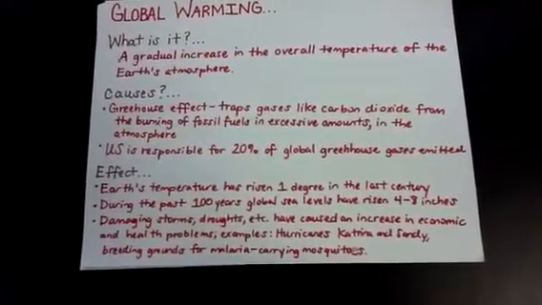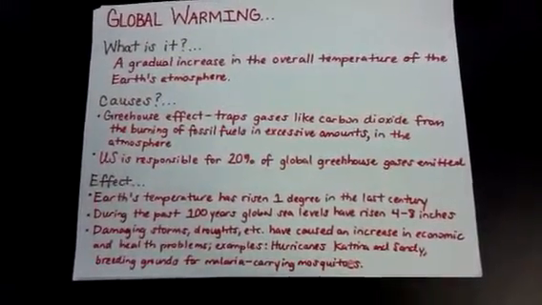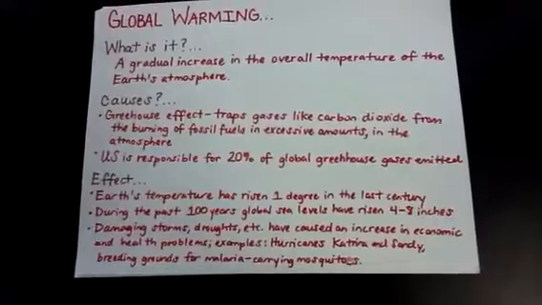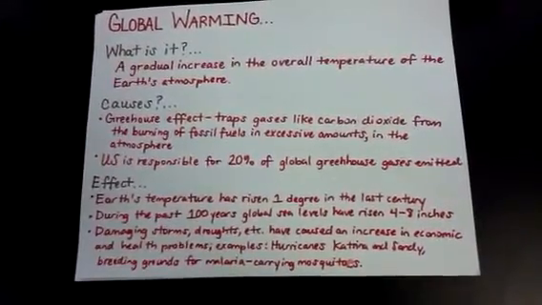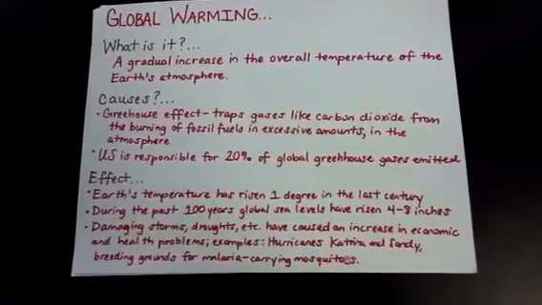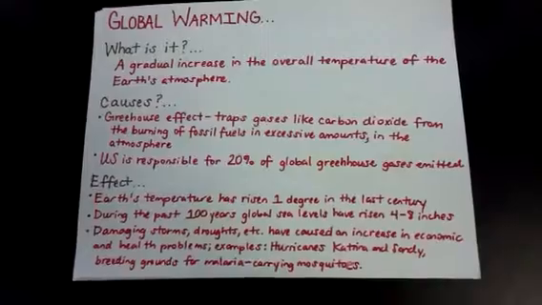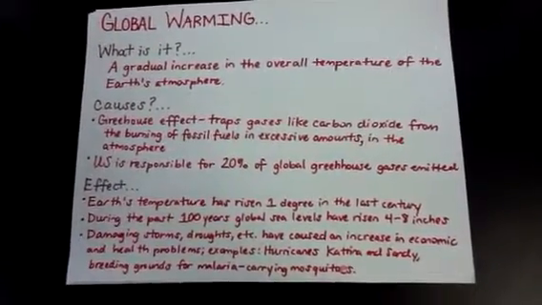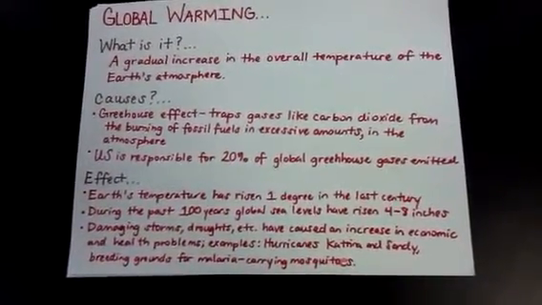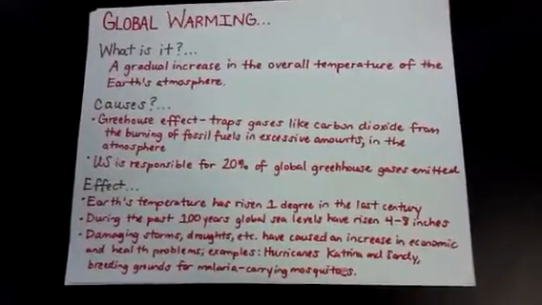And the effects include the Earth's temperature having risen 1 degree in the last century. And a direct result of that is during the past 100 years, global sea levels have risen 4 to 8 inches. Damaging storms, droughts, etc. have caused an increase in economic and health problems. Some examples you may remember are Hurricanes Katrina and Sandy, and it also creates breeding grounds for malaria-carrying mosquitoes.